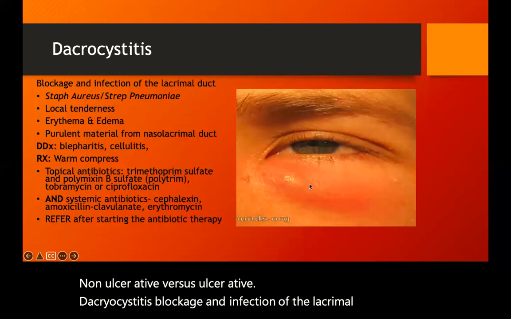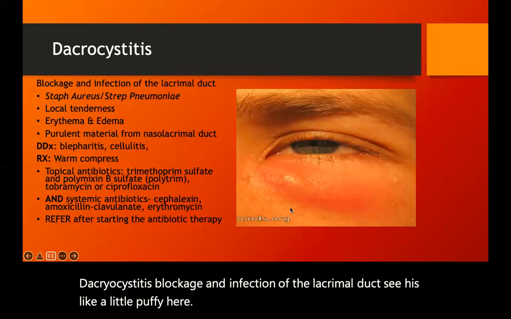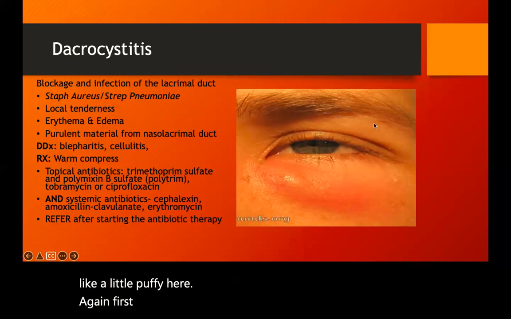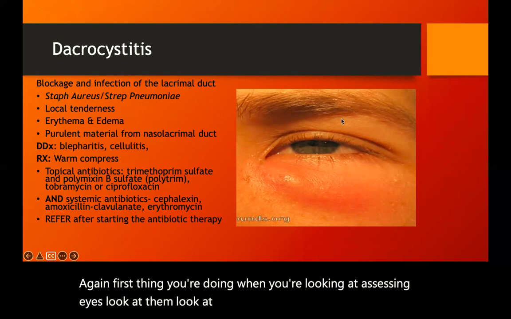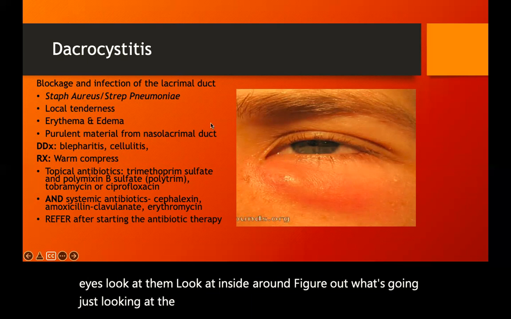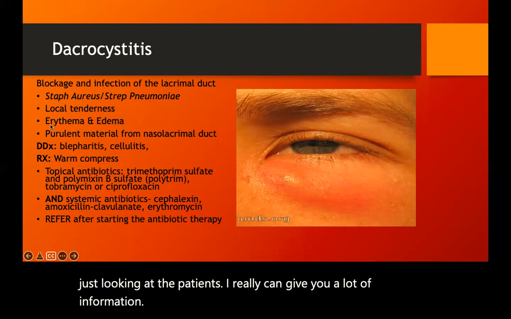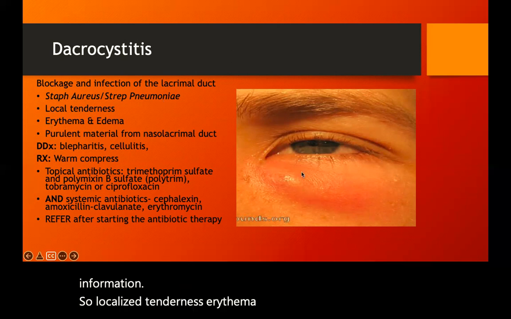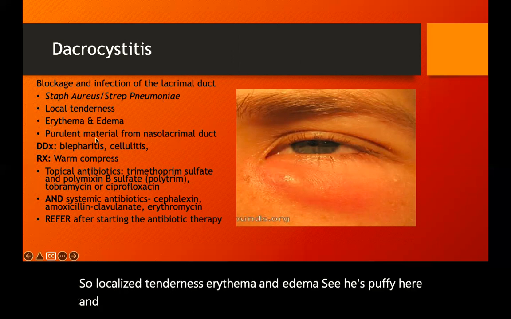See, he's a little puffy here? Again, first thing you're doing when you're assessing eyes, look at them. Look inside, around, figure out what's going on. Just looking at the patient's eye really can give you a lot of information. So localized tenderness, erythema, and edema. See, he's puffy here and he's red. Purulent material from the nasolacrimal duct.